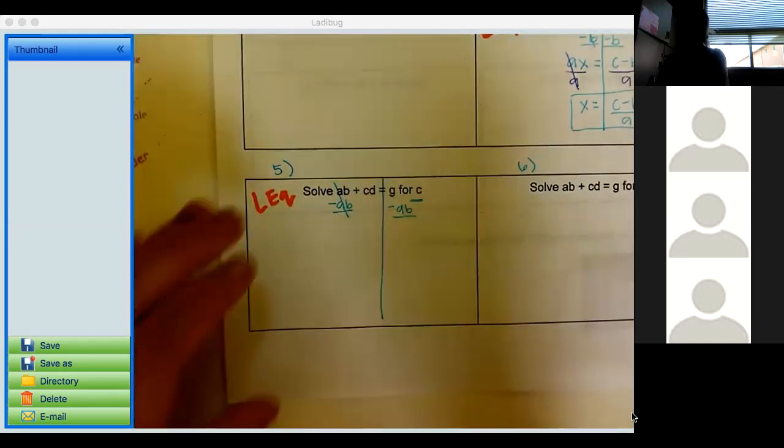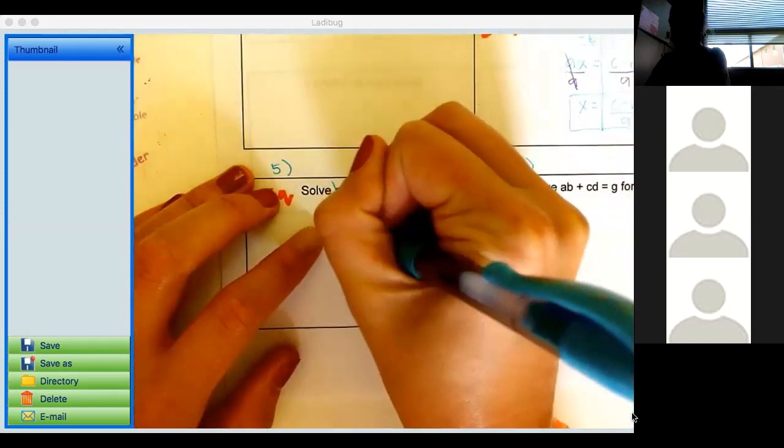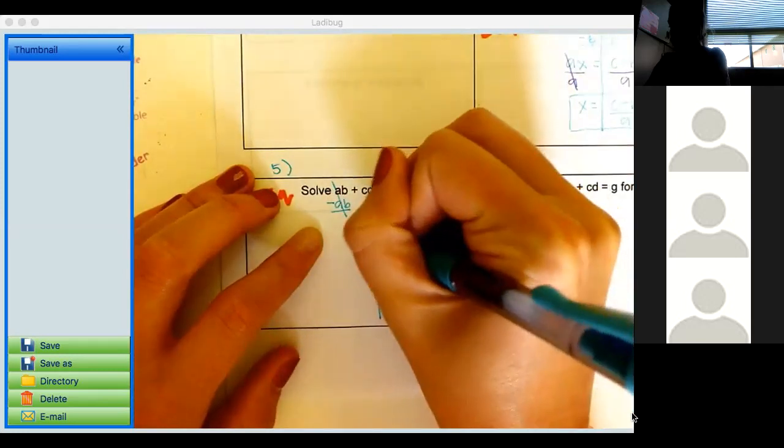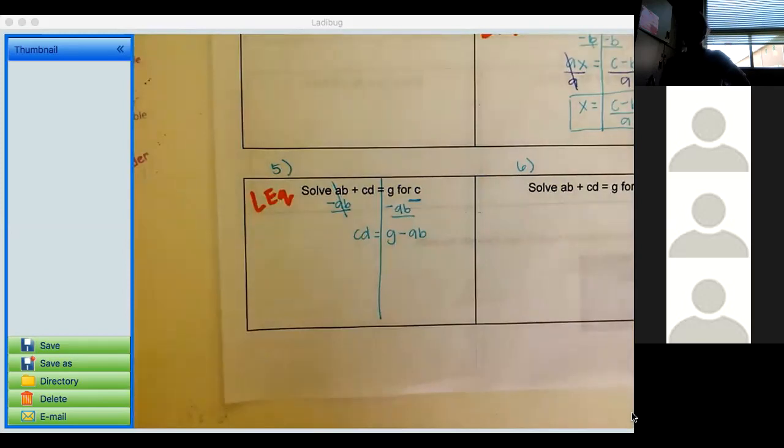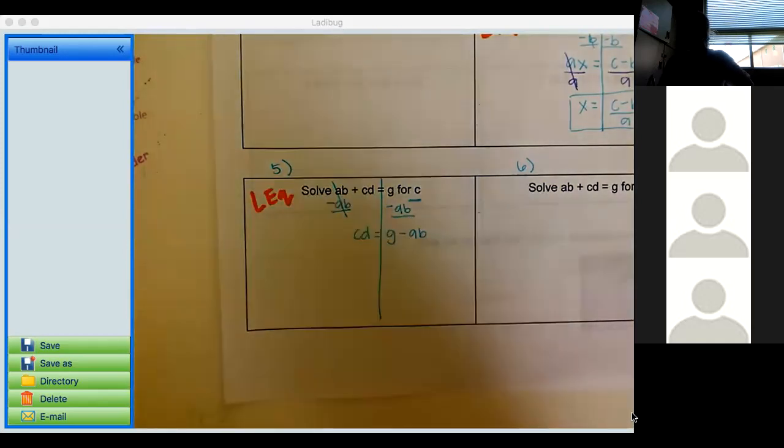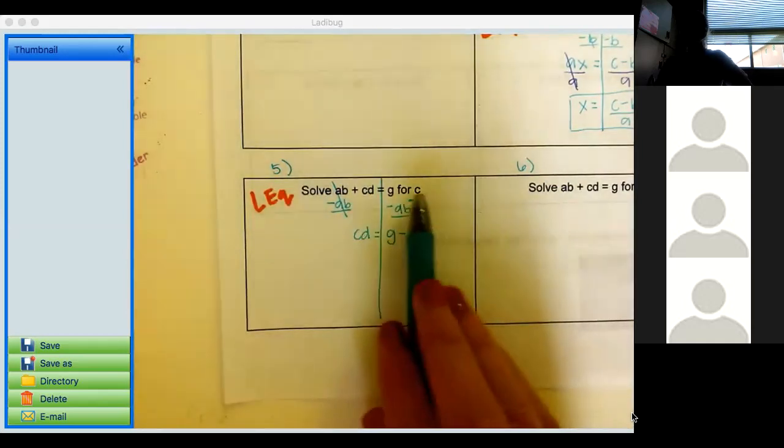So tell me, what am I left with? Yes, G minus AB. Literally write it. Whatever you're not solving for, that's what you subtract. I know you're not supposed to do it on the other side. Yeah, that's why we draw the wall. You don't mess with anything on the other side.